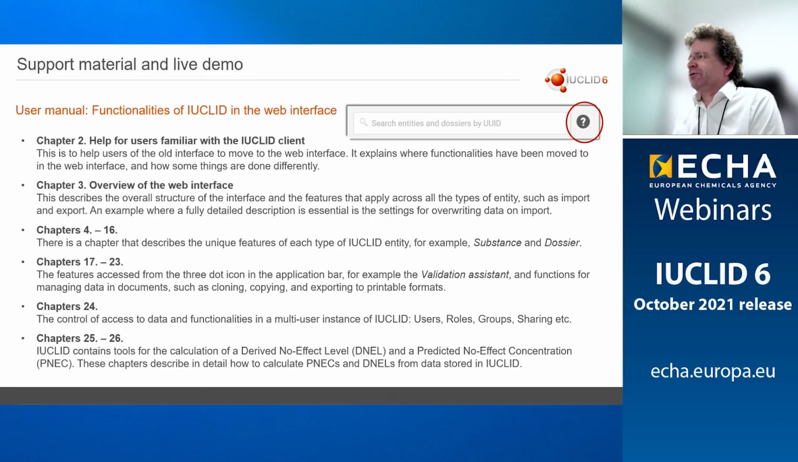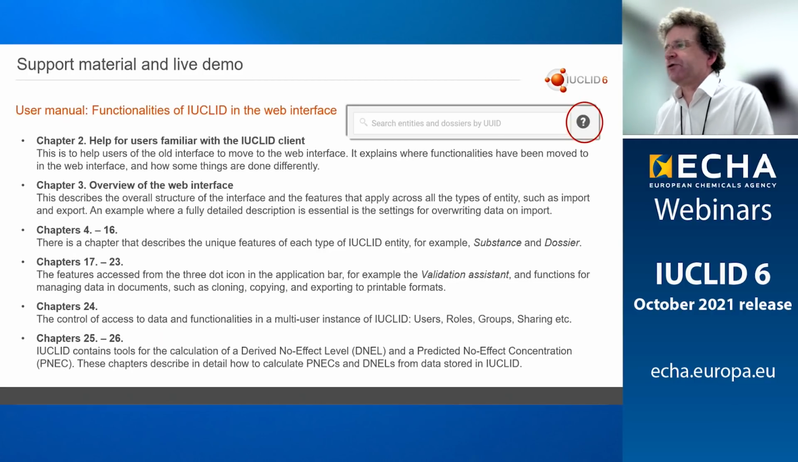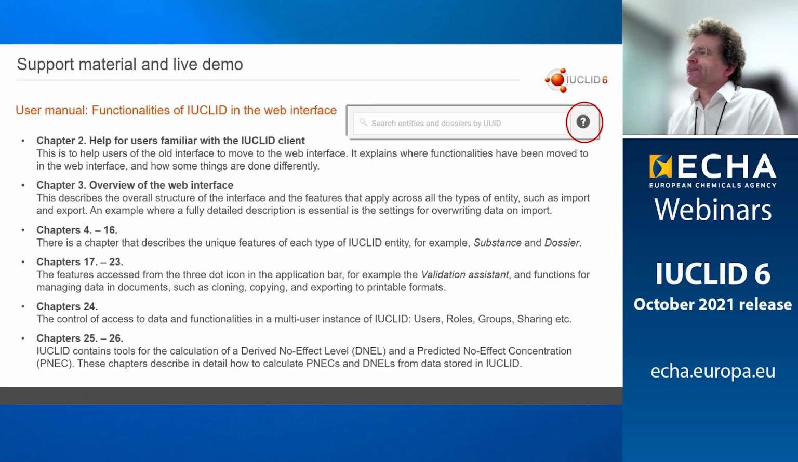Chapters 17 to 23. This is all the features which are accessed from the 3-dot icon in the application bar. For example, the validation assistant and functions for managing data in documents such as cloning, copying and exporting to printable formats. Now, chapter 24 is only for where you have a multi-user instance of Euclid. So you might not need it, but there's a full description of all the access to data, the users, roles, groups, and sharing, etc.